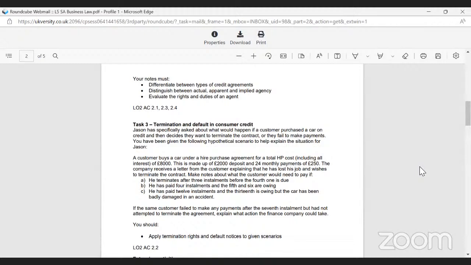If he terminates after 3 installments before the 4th one is due; if he has paid 4 installments and the 5th and 6th are owing; and if he has paid 12 installments and the 13th is owing, but the car has been badly damaged in an accident. If the same customer failed to make any payments after the 7th installment, but had not attempted to terminate the agreement, explain what action the finance company could take.